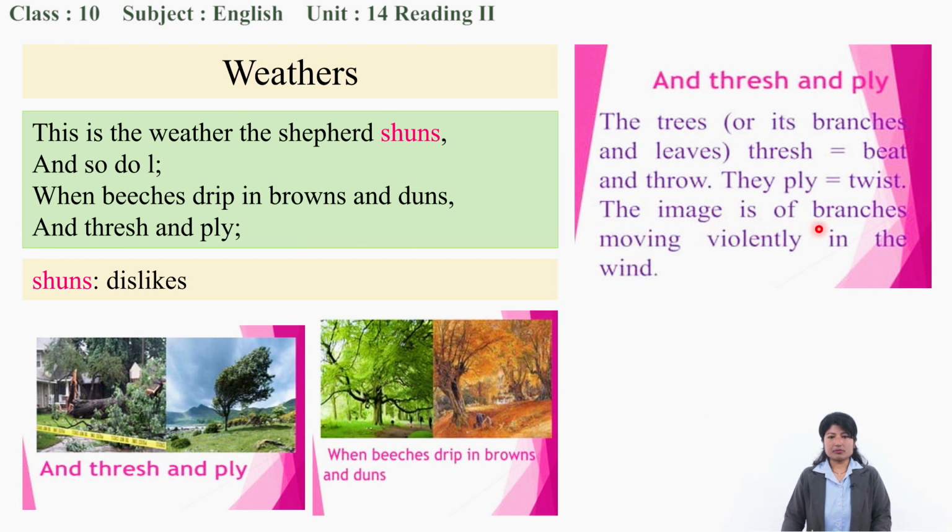So in this image the branches are moving very violently. They shake and move very violently due to wind. That is, the beeches drip in browns and duns. So in winter season, the trees change their colors and they shake very violently, which is very unpleasant to look at. Okay, let's continue.